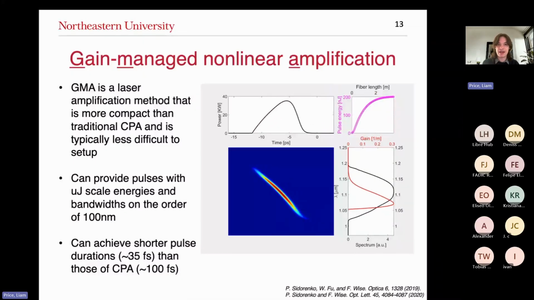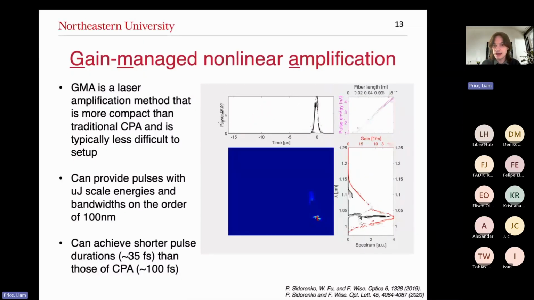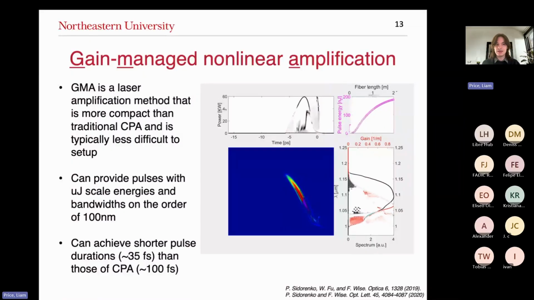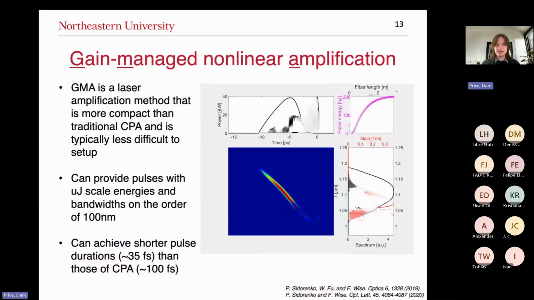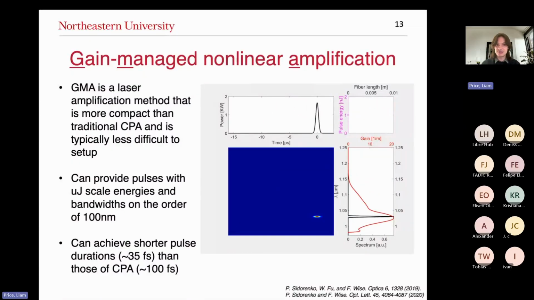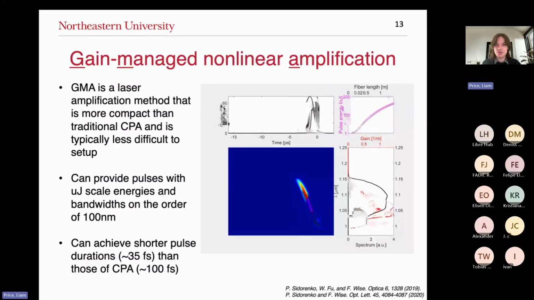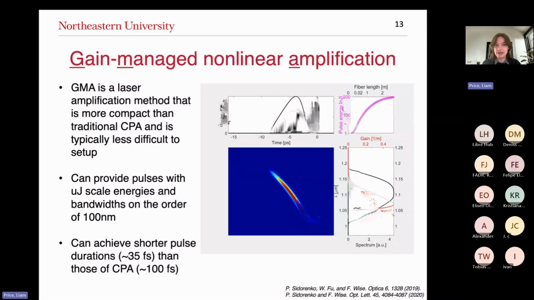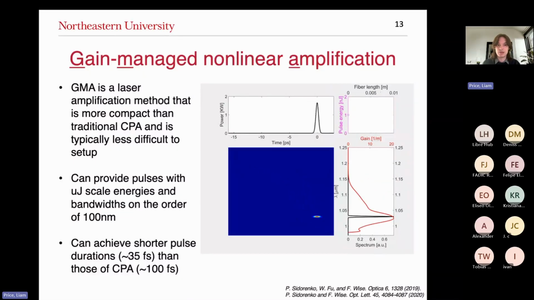And as it travels through the fiber, as you can see in this video here on the right, the pulse actually is broadened. The spectrum of the pulse is broadened as it travels through the fiber. So you're getting that stretching effect, and it is also amplifying as it travels through the fiber. And so at the output, you just need a pair of gratings to recompress this stretched pulse. And you're left with very high energy, very broad bandwidth pulses with very short pulse durations.